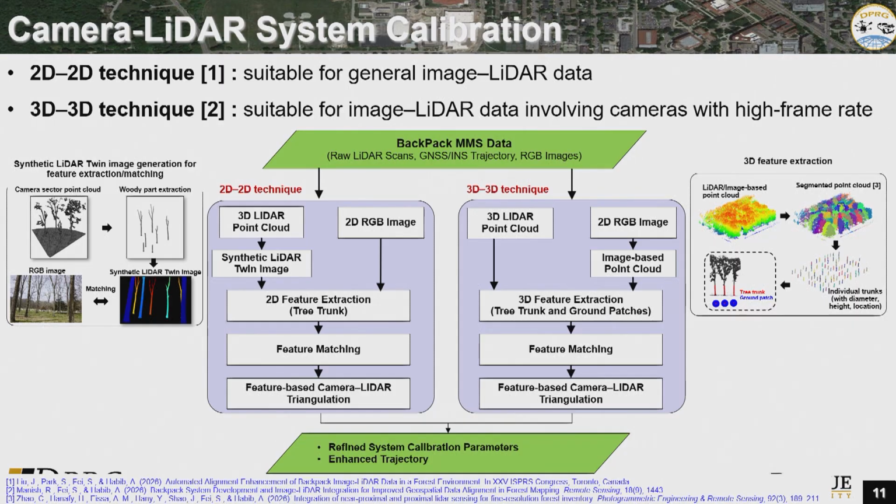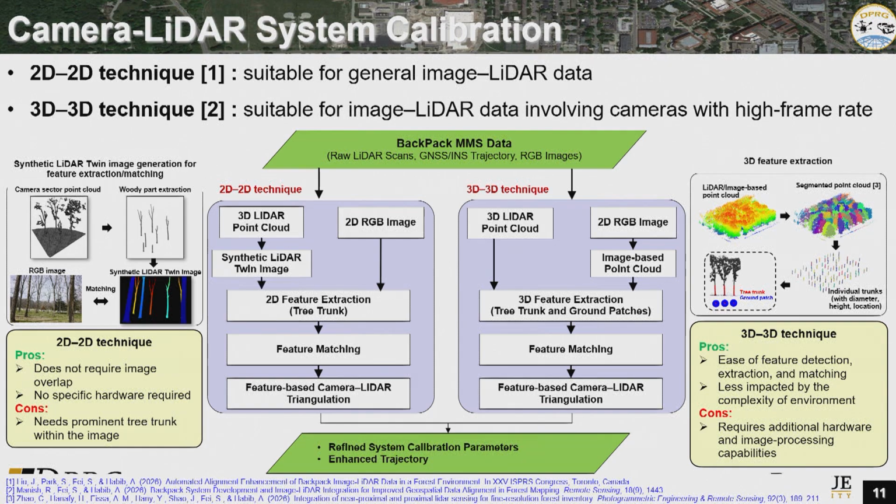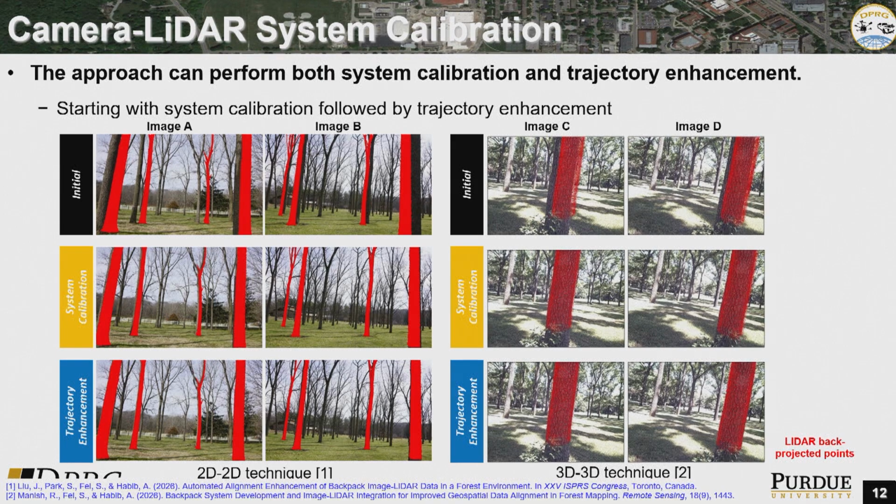So we have actually these approaches, what we call 2D to 2D or 2D to 3D or 3D to 3D, depending on the modality of the system, whether you have cameras with high frame rate or not. And we developed these techniques actually, and this allows us to make sure that the imagery data and the LiDAR data are well aligned. And each one of them, they have pros and cons, but we have both options available.